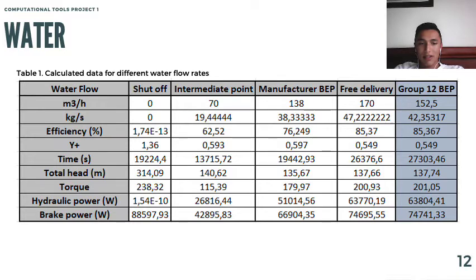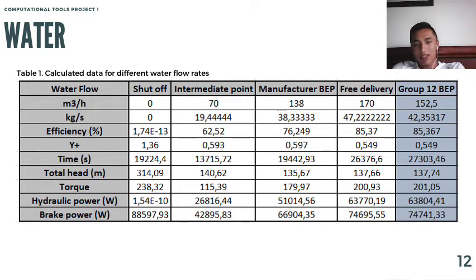And in the total head, the highest value is the shut off. That is because it has a flow rate of 0, and so it has a higher head.